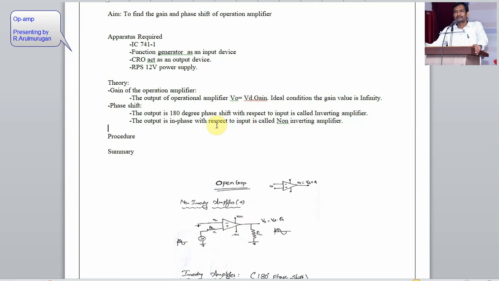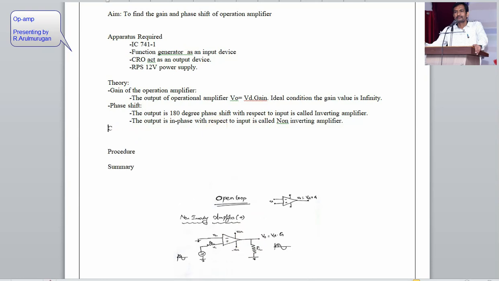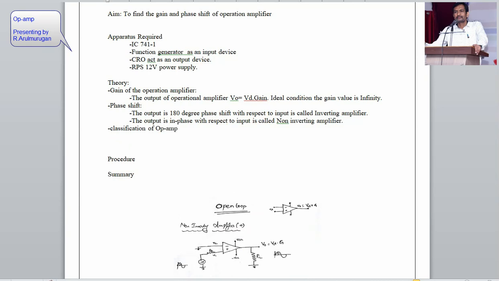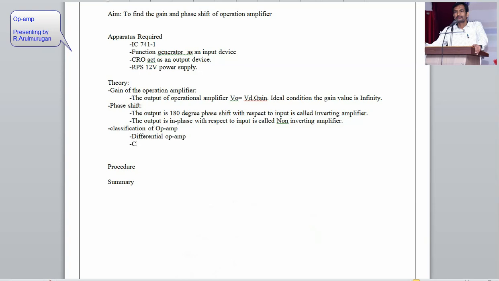Now the classification or types of op-amp. When you look at the classification of op-amp, it is classified as the differential operational amplifier, the class A operational amplifier, and the class B operational amplifier, whose other name is the push-pull amplifier.